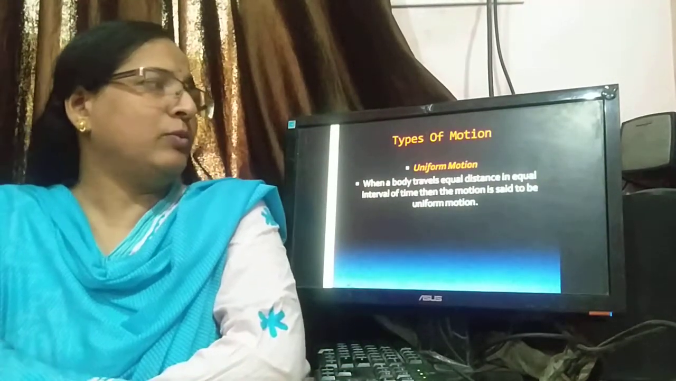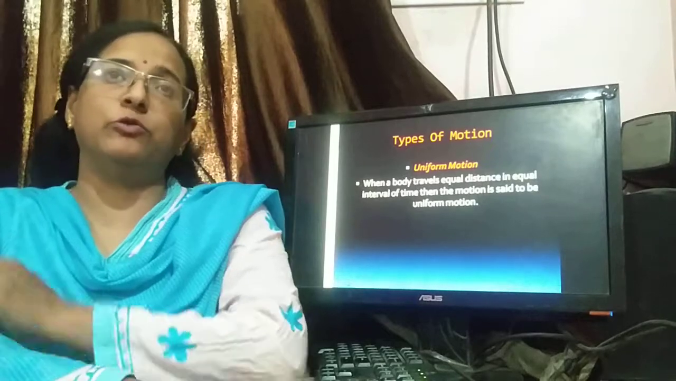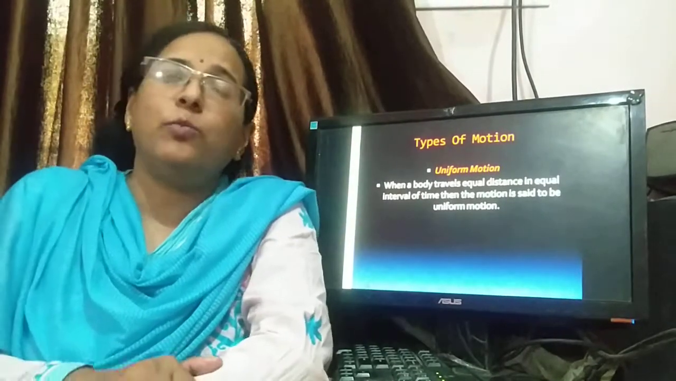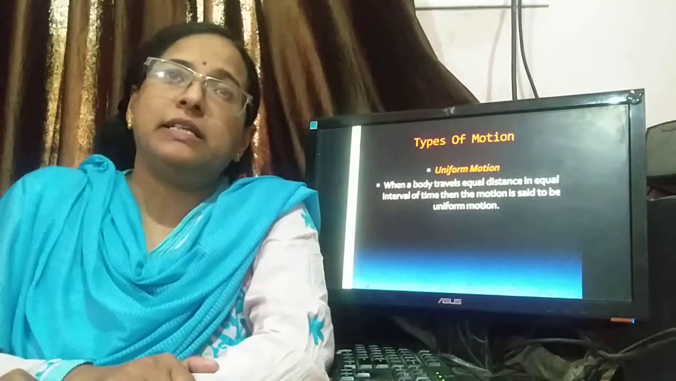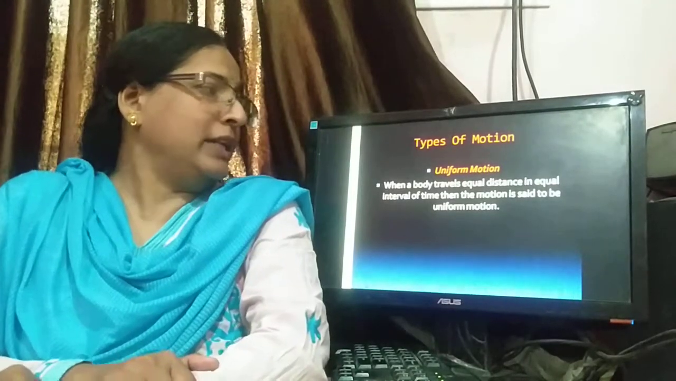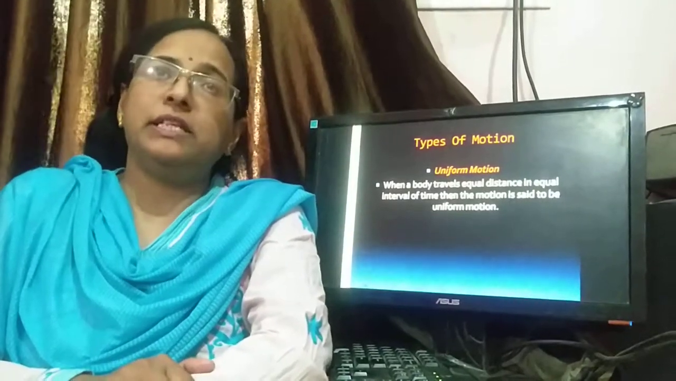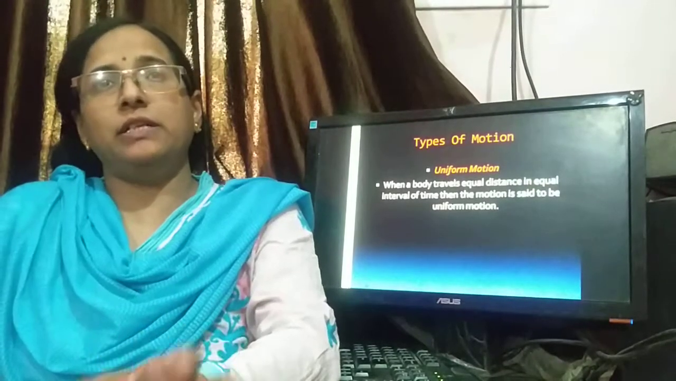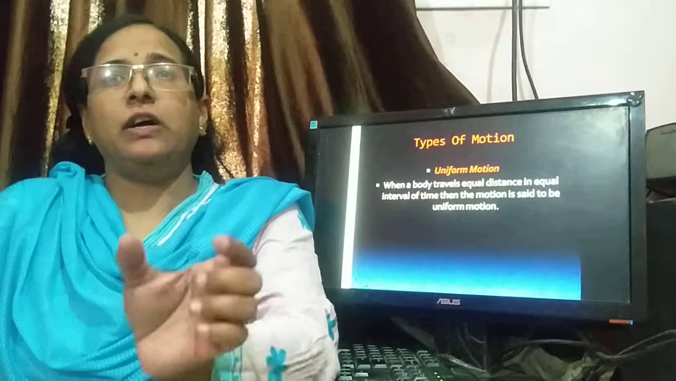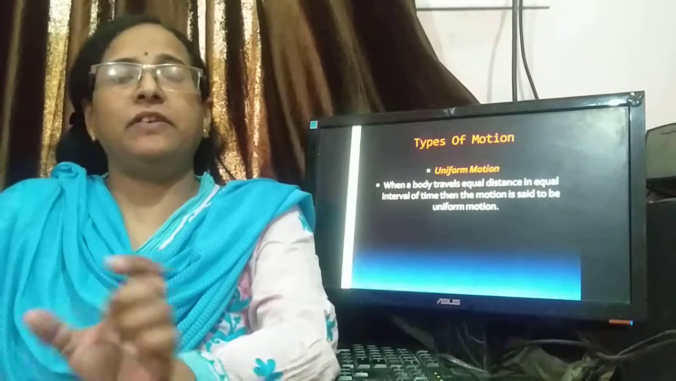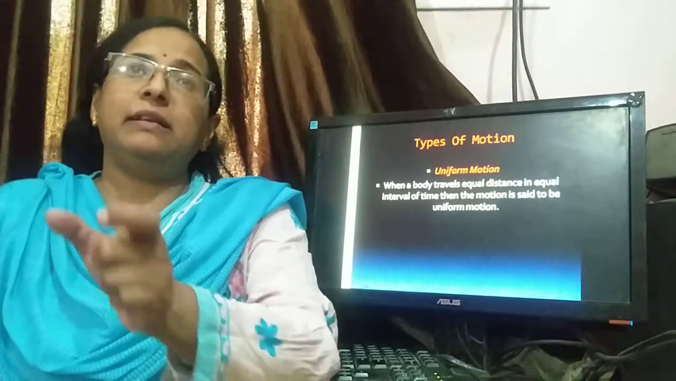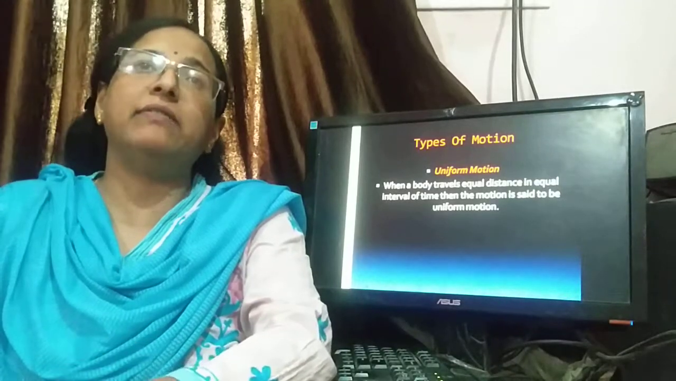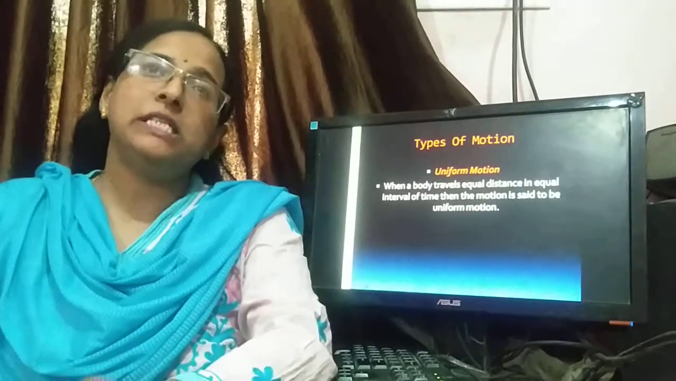Now we'll see what are the various types of motion. First one is uniform motion. That means when an object travels equal distance in equal interval of time. That means if it covers equal distance for every 10 seconds, if an object covers 10 meters, then we say that object is traveling with the uniform speed.